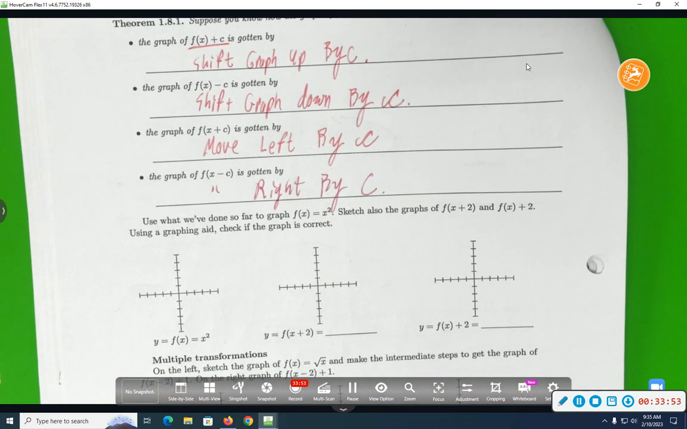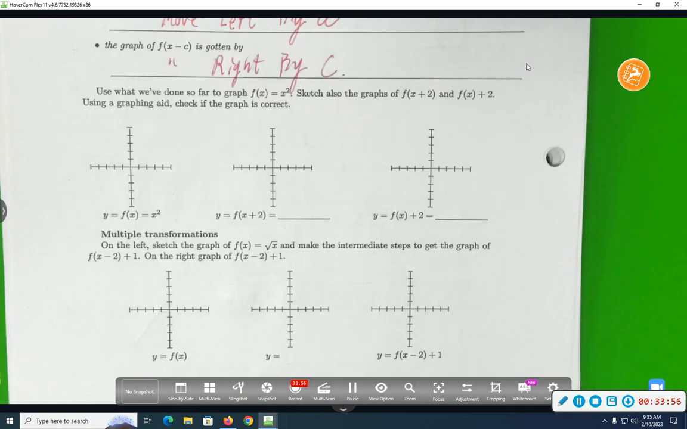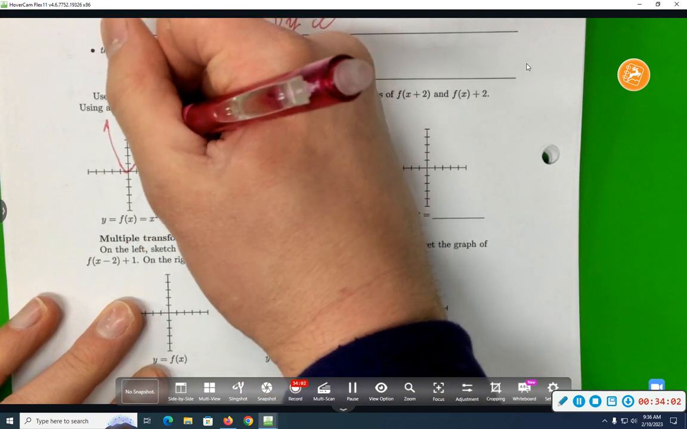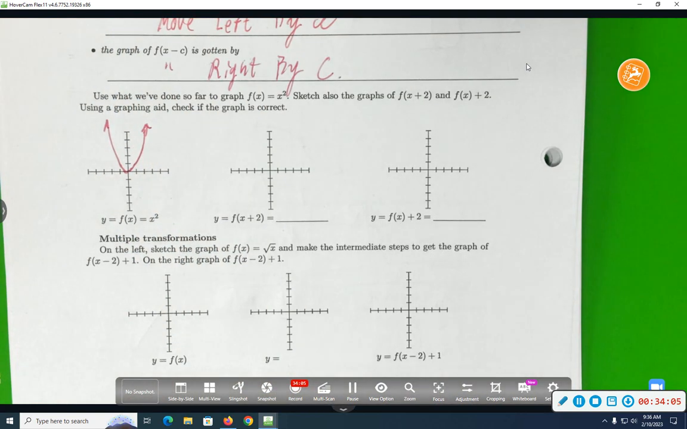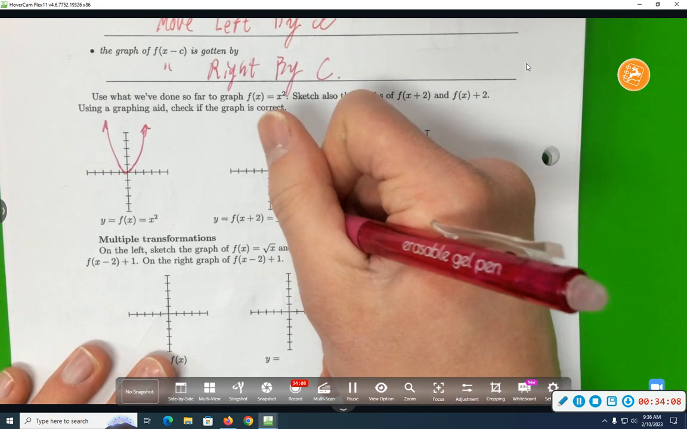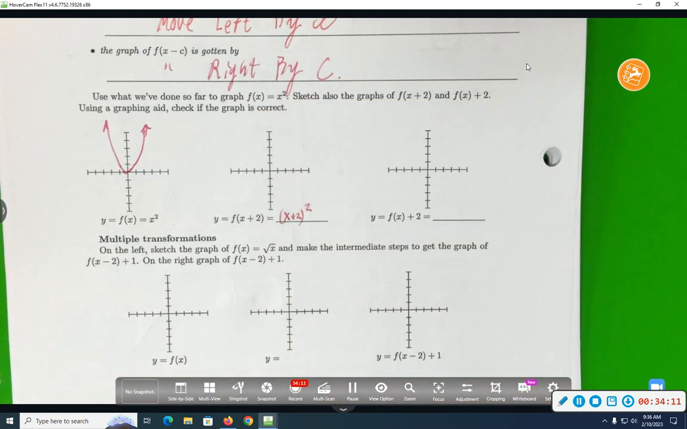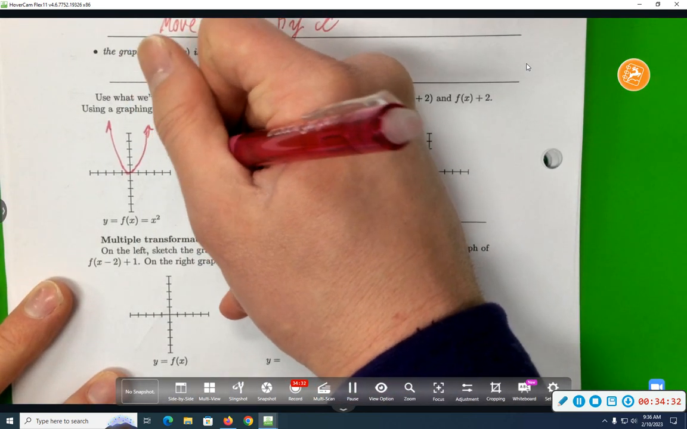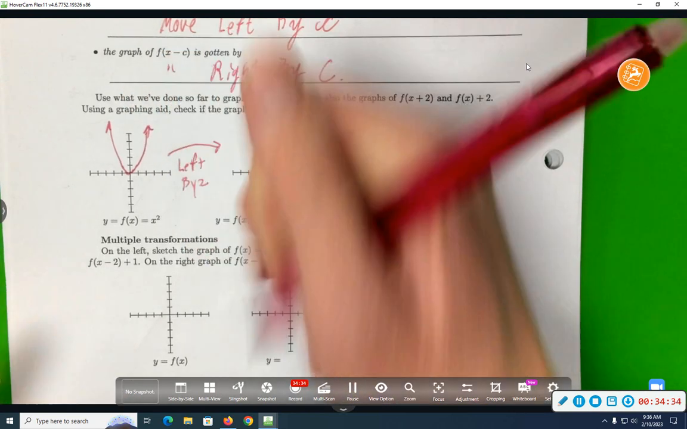All right, so let's use this to do some graphing. We know what the graph of y equals x squared looks like. Looks something like that. Let's discuss, what does the graph of (x plus 2) squared look like? And we'll track some points. So how do you go from the graph of x squared to the graph of (x plus 2) squared? How should you shift? To the left by 2. So from here to there, you go left by 2.